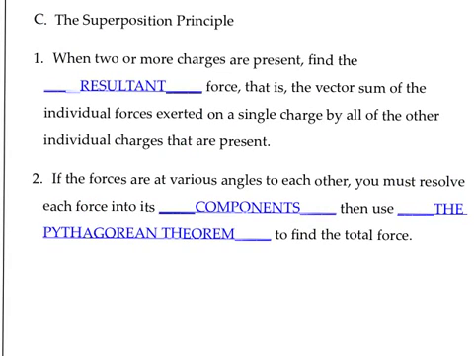So our superposition principle is going to relate back to our dynamics chapter when we talked about resultant forces. You can review that if you need to go over Pythagorean theorem and components. You should have those notes in a previous chapter. So for electrical charges in Coulomb's law, if we have two or more charges present, we want to find the resultant force. And if the forces are at various angles to each other, we do have to break that down into components, and then we can use the Pythagorean theorem to find the total force, just like we did when we studied dynamics.